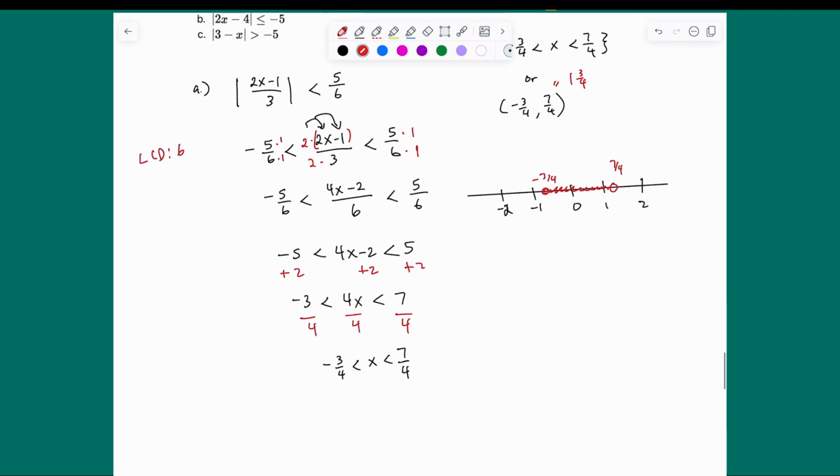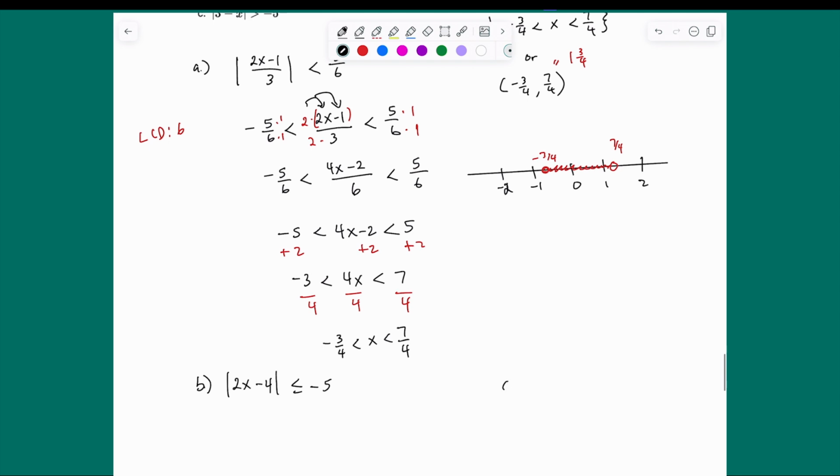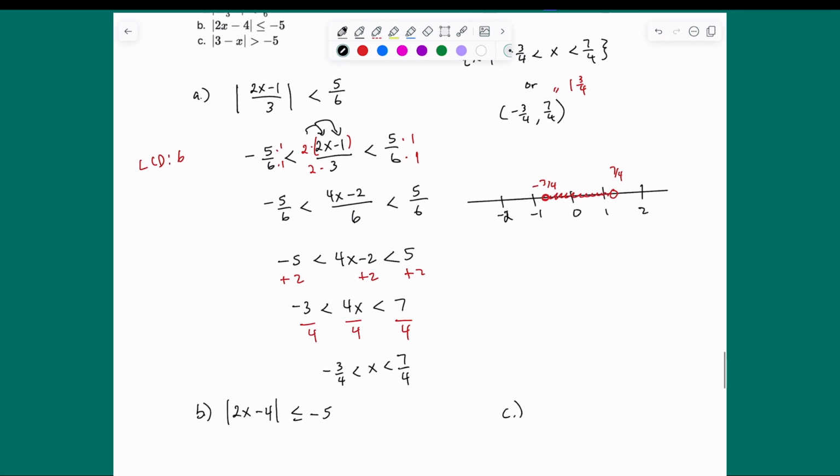All right, the next one here, we have the absolute value of 2x minus 4 less than or equal to negative 5. And then C here, I'm going to write that down. That's the absolute value of 3 minus x greater than negative 5.